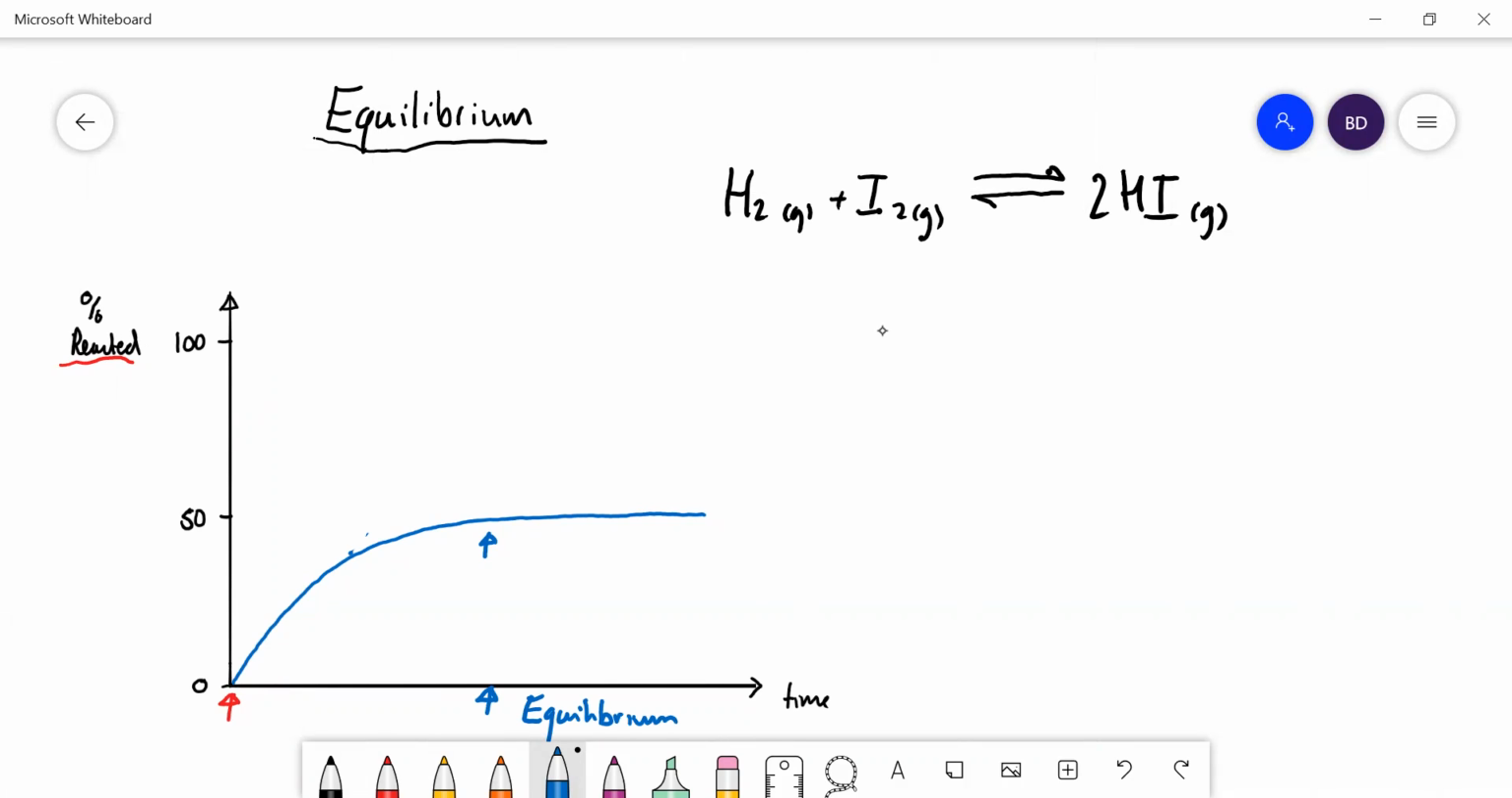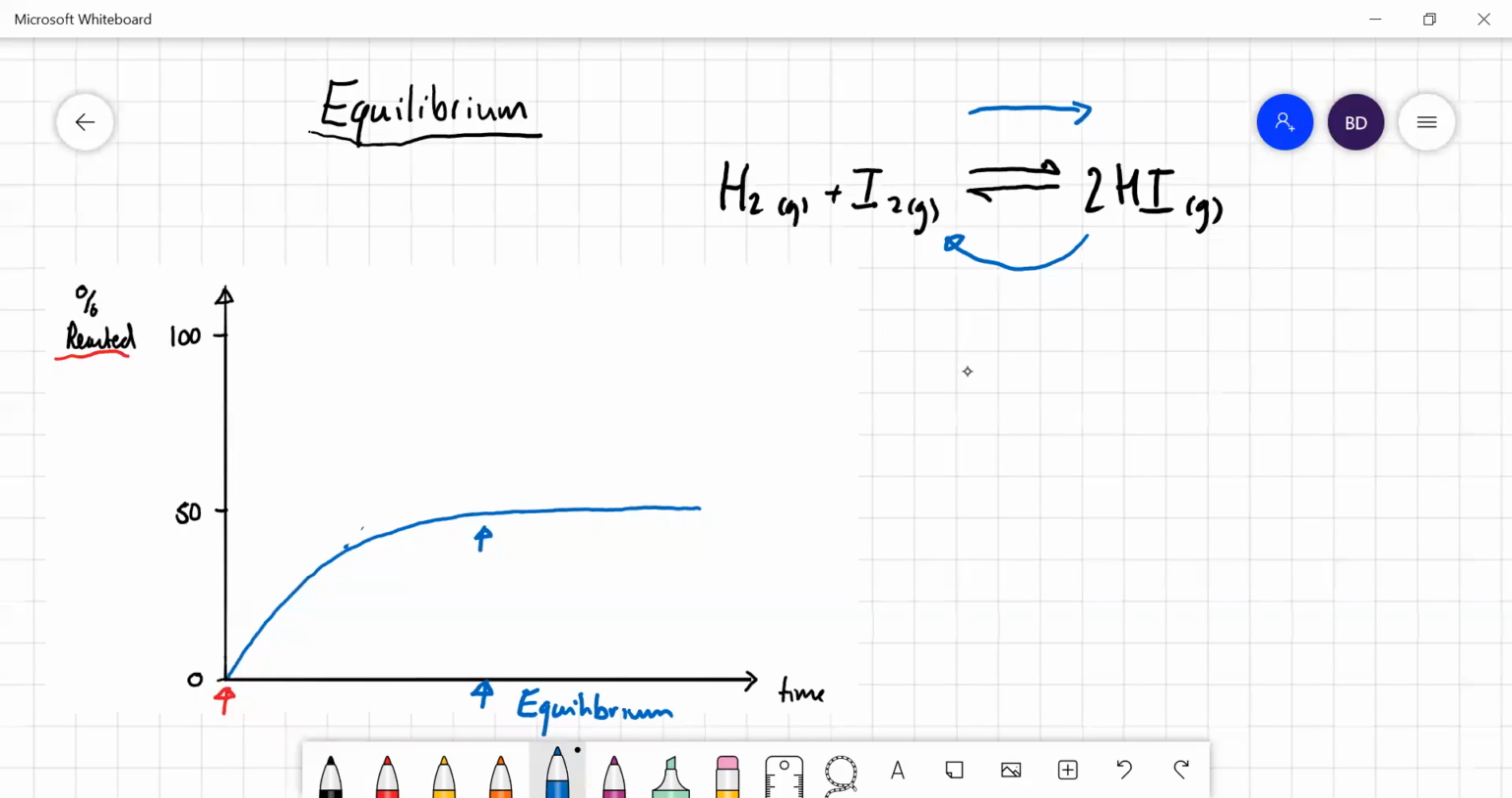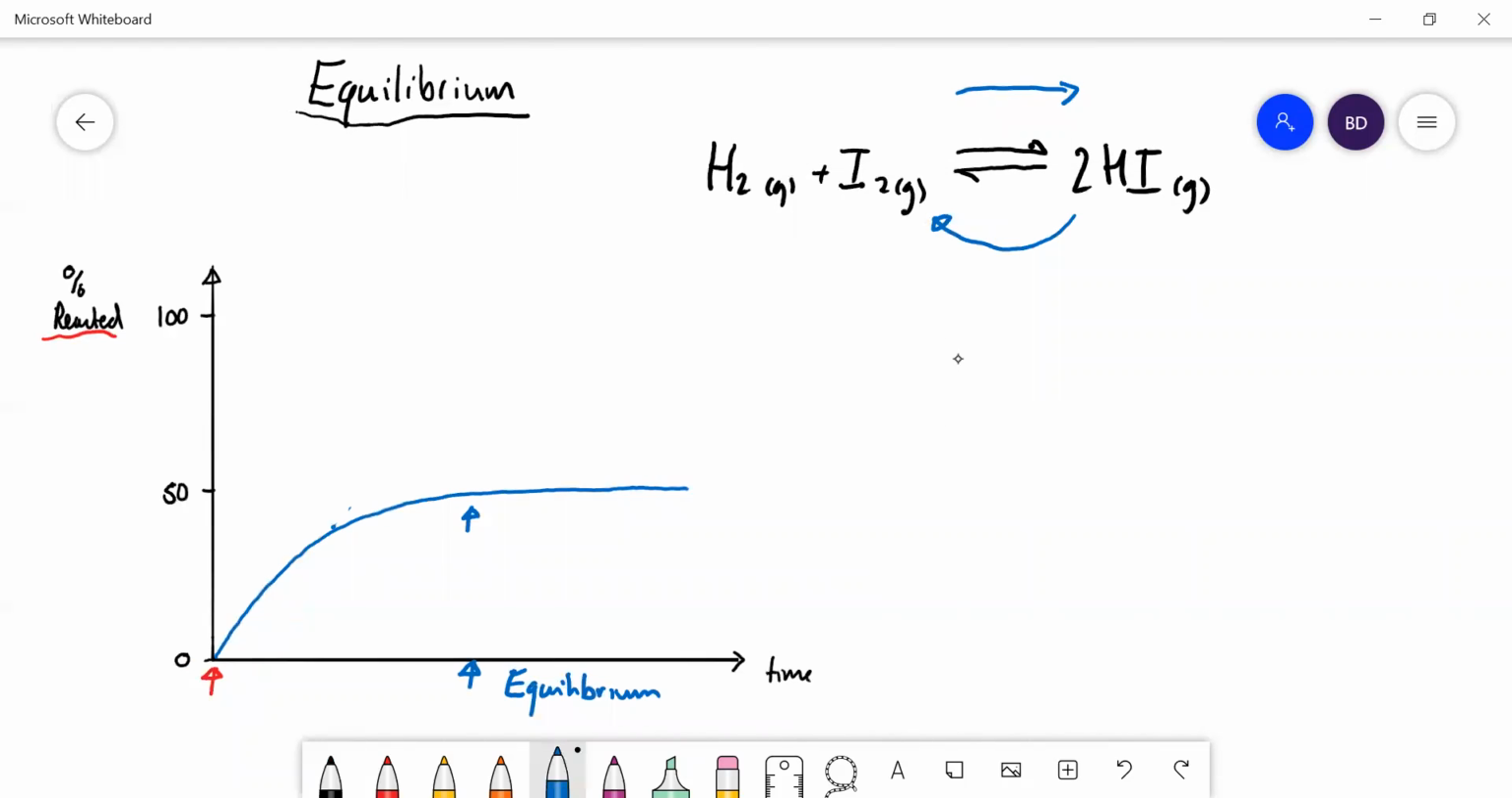And at that point, you're forming hydrogen iodide constantly all the time. But at the same speed, hydrogen iodide is falling apart back into the hydrogen and the iodine. And that's why it seems as though nothing's happened, because the rate of the forward reaction is equal to the rate of the backward reaction.